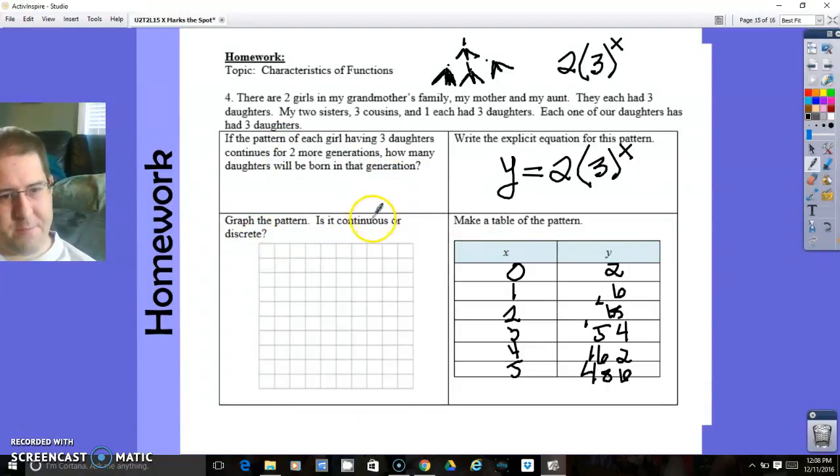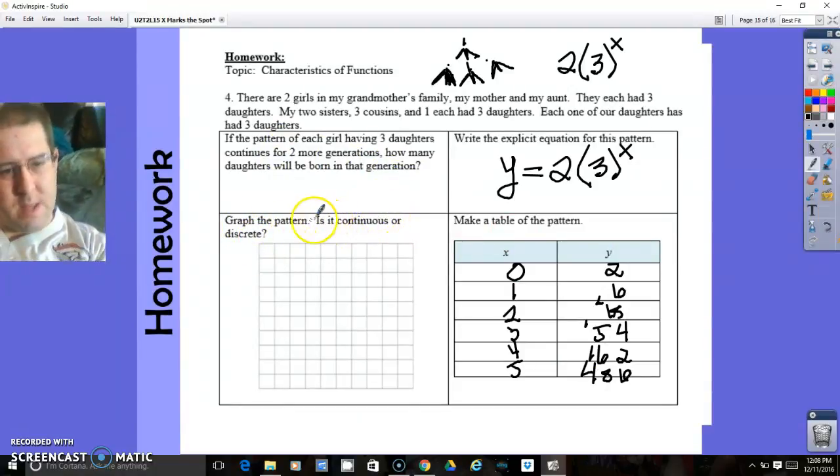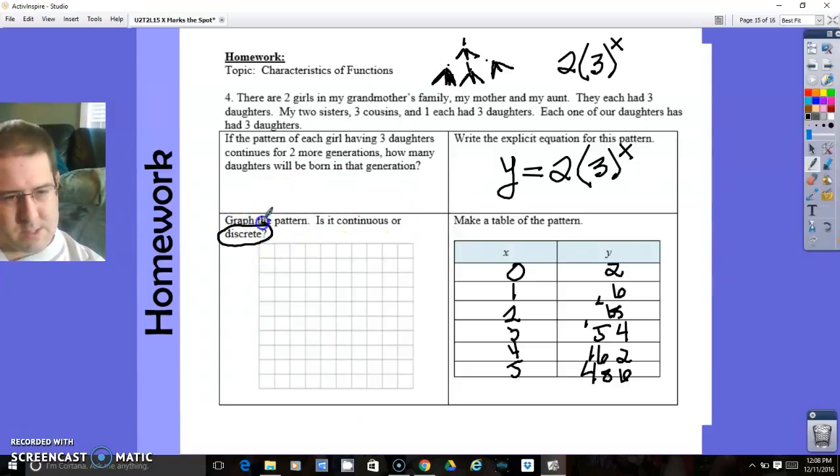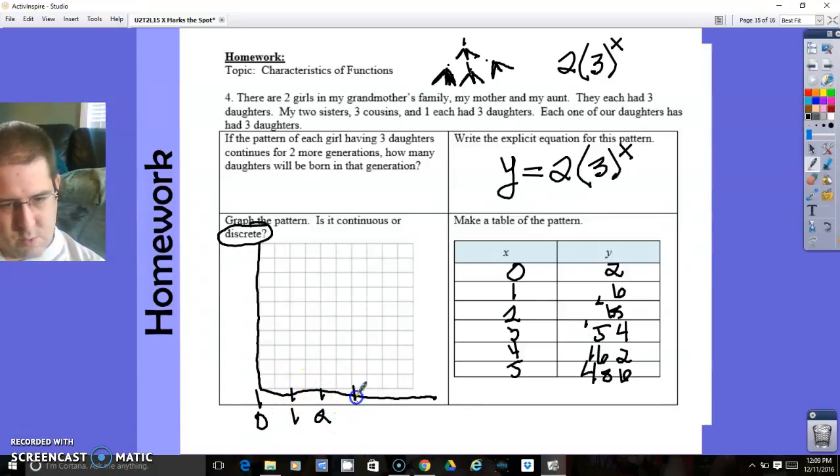Graph the pattern. Is this continuous or discrete? Well, it's dealing with people, so it's going to be discrete. Can't have half a person. Graphing that pattern, I'm going to have to be a little bit strategic about this. So if this is 0, I'm going to space it out so it's every 2. That's 1, that's 2, that's 3, that's 4, that's 5. Sorry for my messiness.